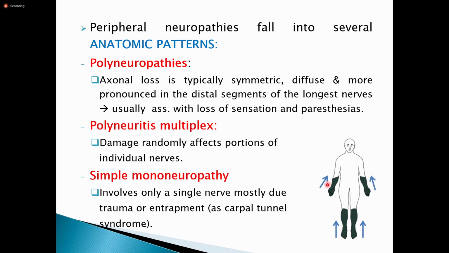Polyneuritis multiplex شيء randomly involving, haphazard, random. مش شرط يكونوا symmetrical ومش شرط distal to proximal. Simple mononeuropathy بيكون single nerve is involved, mostly due to trauma أكتر شيء، أو اللي هو compression زي carpal tunnel syndrome.